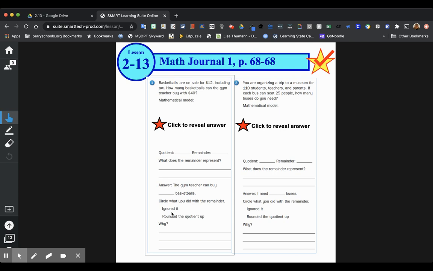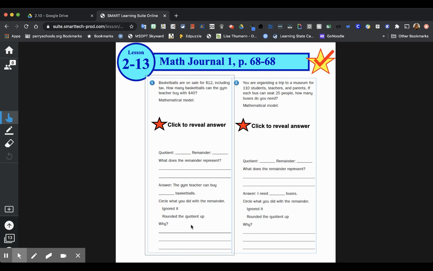And I've said in the future we might think about using it as part, but right now we're just either ignoring it or rounding it up. And why? Why would you do either one? If you choose to ignore it, tell me why. If you choose to round up your answer, tell me why.